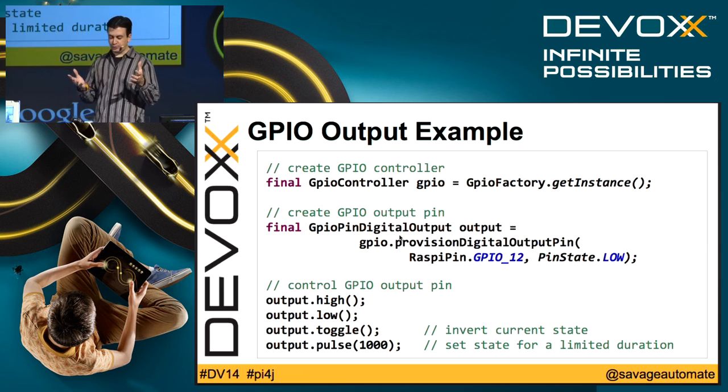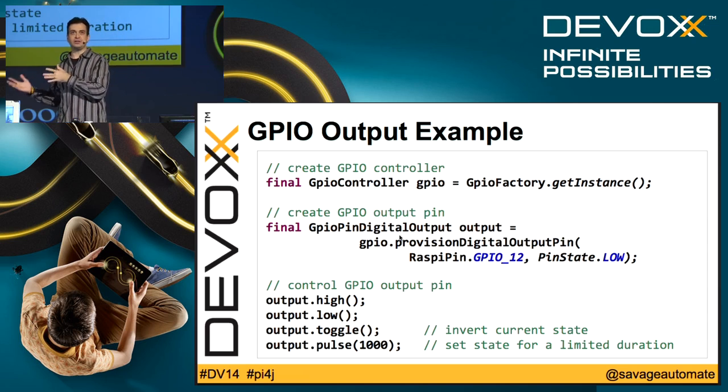Once we have got our controller, we can then instantiate a GPIO pin digital output. So we've got a simple variable named output that's going to adopt that interface. And we use our GPIO controller to provision that output pin. And as arguments, we simply pass in the address that we want to use, so in this case, GPIO 12. And then what default state you'd like it to come up in, in this case, low.